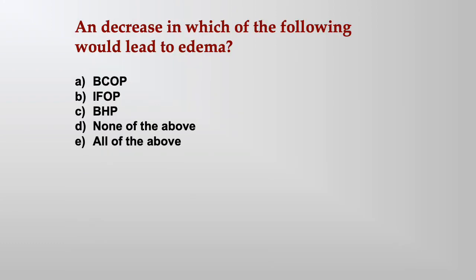Okay, a decrease in which of the following would lead to edema? BCOP, IFOP, BHP, none of the above, or all of the above. Man, if this isn't the question from hell, I don't know what is. But a decrease in which would lead to edema. Look, stop the video, think it through. Okay. Blood colloid osmotic pressure is the force that pulls blood back in. So if there's not enough of that, then blood will not get pulled in. It'll stay out there, and then you have edema. Okay, that's it.